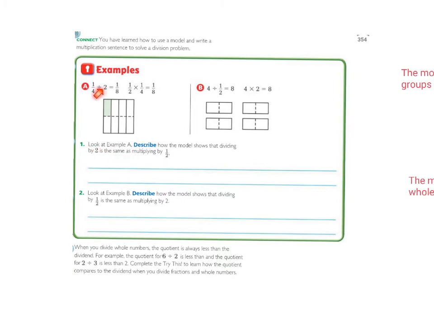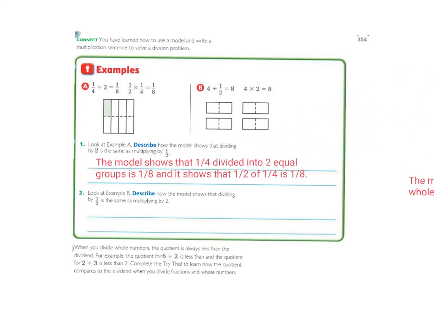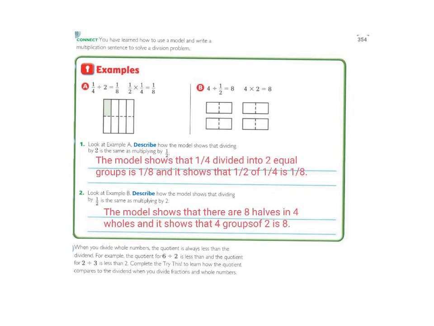Looking at the example in A, describe how the model shows that dividing by 2 is the same as multiplying by 1/2. The model shows that 1/4 divided into 2 equal groups is 1/8, and it also shows that 1/2 of 1/4 is 1/8. Now example B: describe how the model shows that dividing by 1/2 is the same as multiplying by 2. The model shows that there are 8 halves in 4 wholes, and that 4 groups of 2 is 8. So you can see that here.